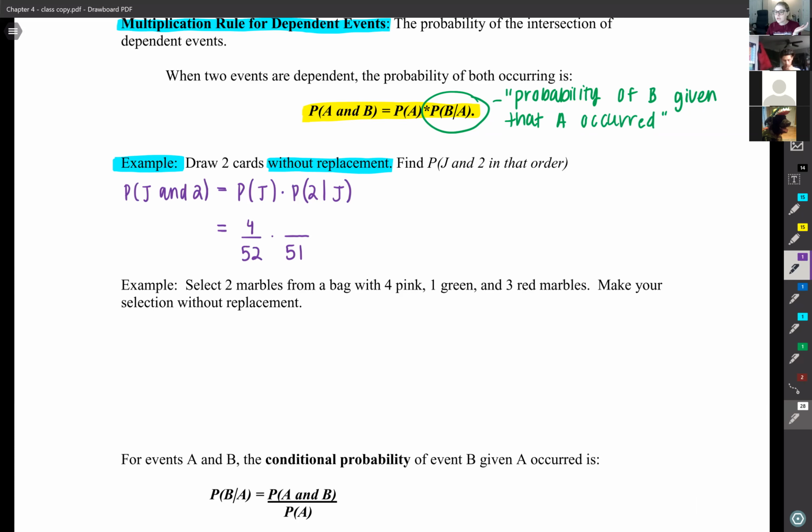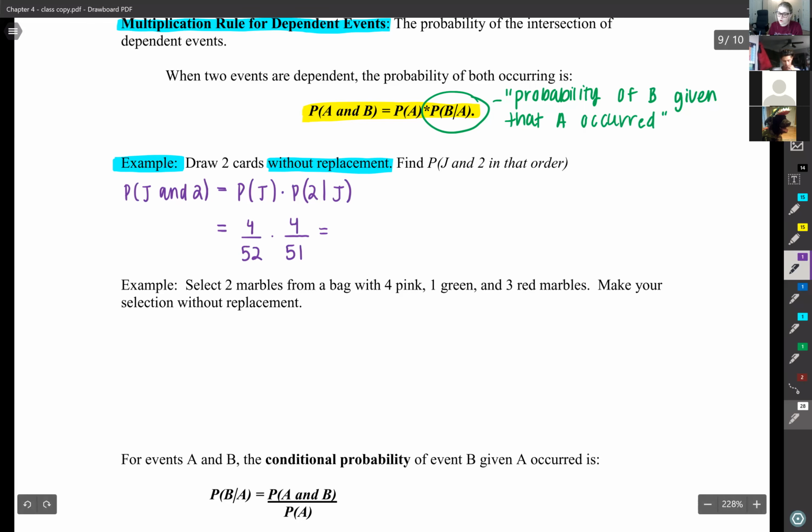But that's the only thing that it changes, because my numerator is still all the ways that I can get a 2, and there's still 4 2s in the deck because I drew a jack. So that doesn't change the amount of 2s in the deck. The only thing that it changes is that I no longer have 52 cards in the deck. I only have 51. So when you're doing the conditional probability and thinking through this, just think, how does that first event happening affect the chance of that next one happening?